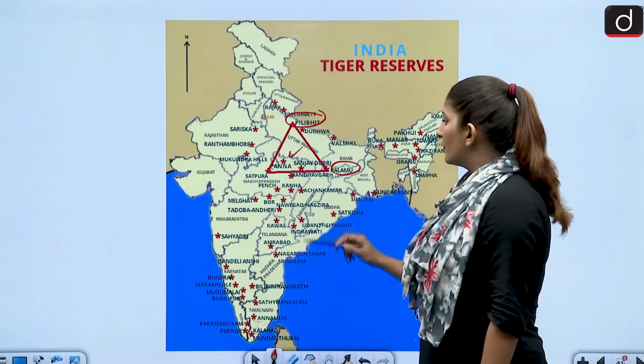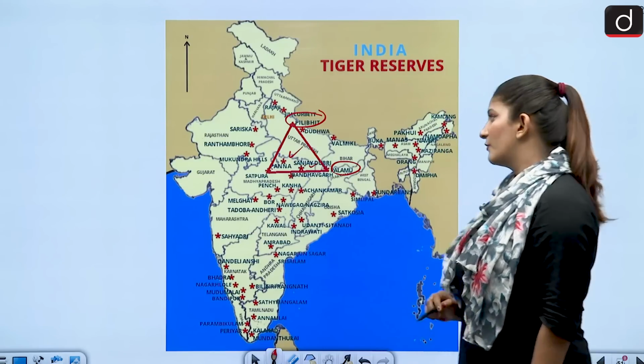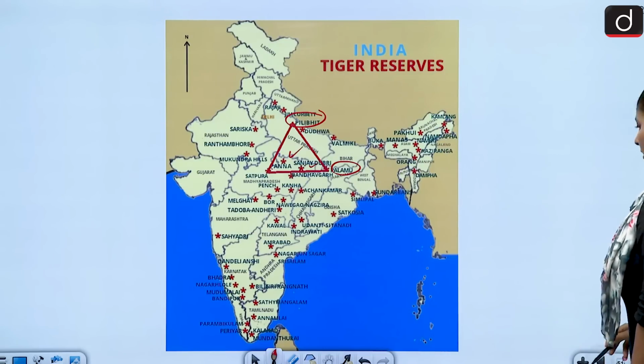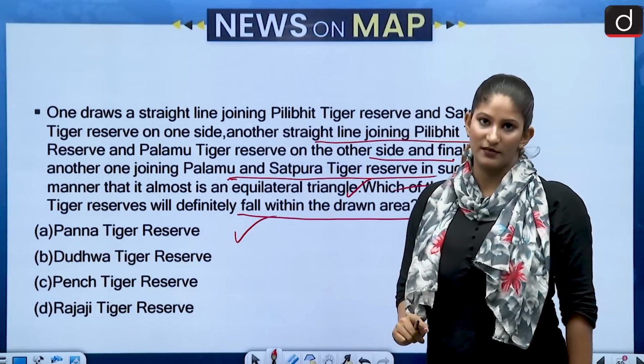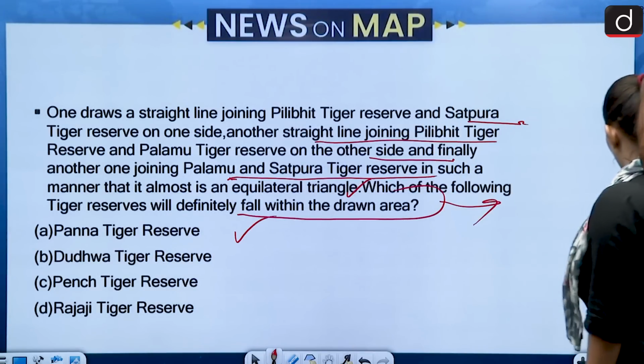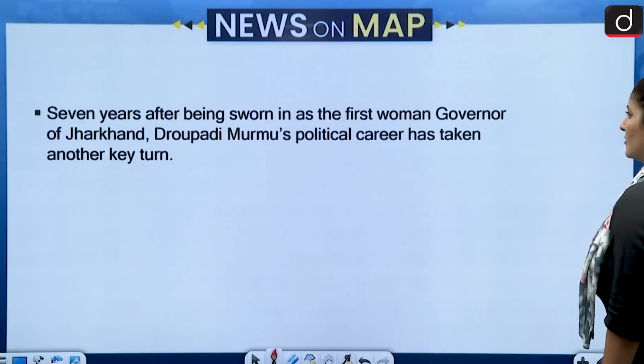See, Panna is also falling here, and Sanjay Dubri is also falling in the region. But among the given options, we have only one, that is Panna Tiger Reserve. Okay, so A is going to be the correct answer. This is an application based question.